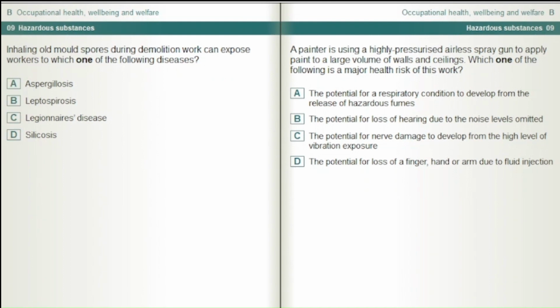A painter is using a highly pressurized airless spray gun to apply paint to a large volume of walls and ceilings. Which one of the following is a major health risk of this work? The potential for a respiratory condition to develop from the release of hazardous fumes. The potential for loss of hearing due to the noise levels emitted. The potential for nerve damage to develop from the high level of vibration exposure. The potential for loss of a finger, hand or arm due to fluid injection.